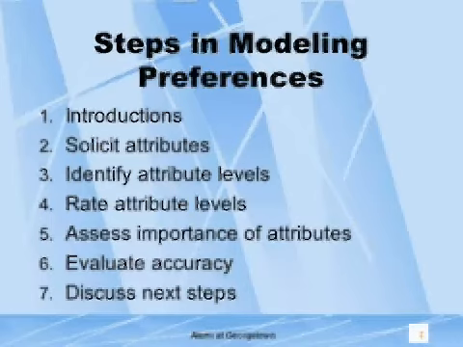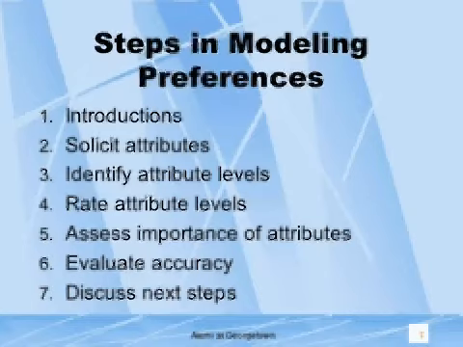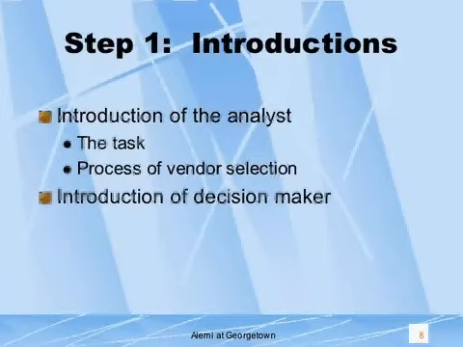There are 7 steps in the process of modeling the participants' preferences. Each of these steps is further discussed in the following sections. The analyst briefly says who he is, why he's talking to the decision maker, the purpose of vendor selection, and how he will go about using the results of the interview. This should be as brief as possible.